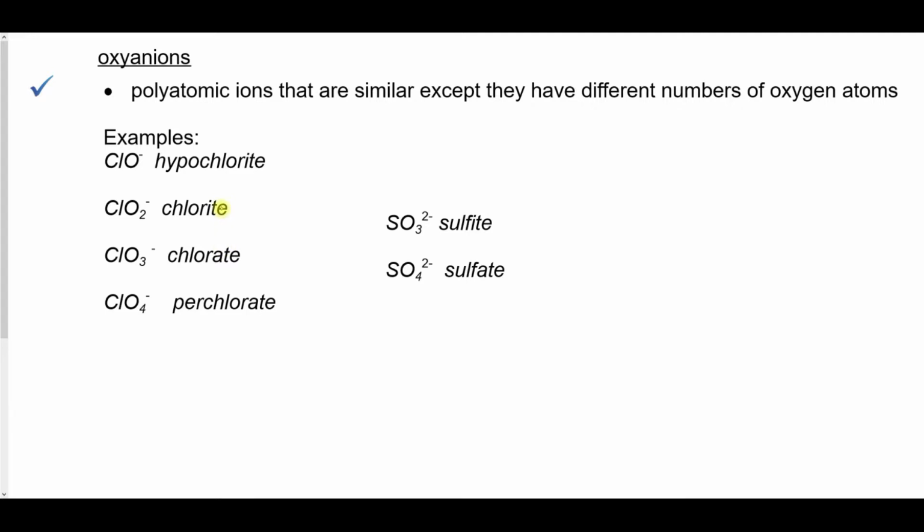Here's another one. We have sulfate. It has 4 oxygens, and if we take one oxygen away, now we call it sulfite. So if you memorize the sulfates, you automatically know the sulfites by taking one oxygen away.